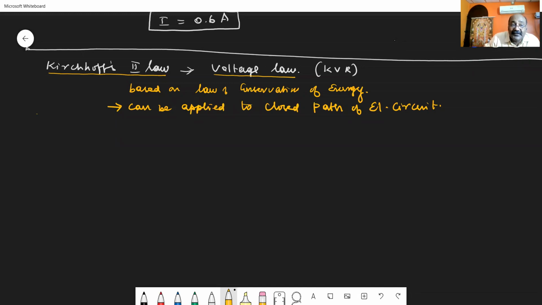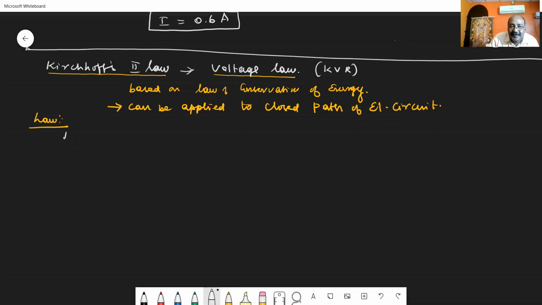What is the law that was being stated? See, we have to apply the law in the closed circuit. So you have to consider a closed circuit in which the algebraic sum of, we have to take the sum, the algebraic sum of the product of current and resistance in that path is equal to total EMF in the circuit. I will write the law and then I will explain.